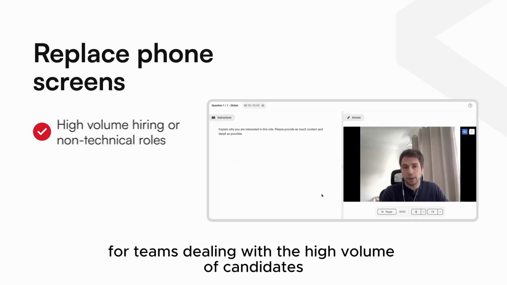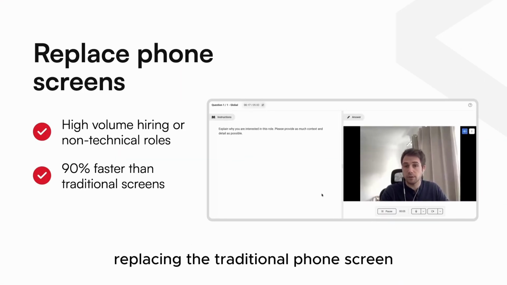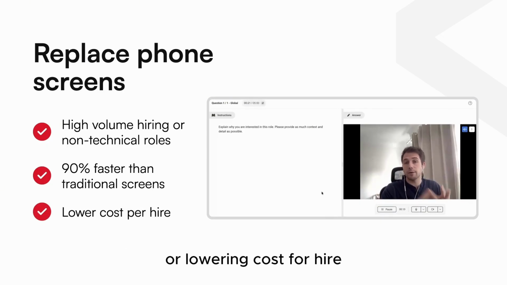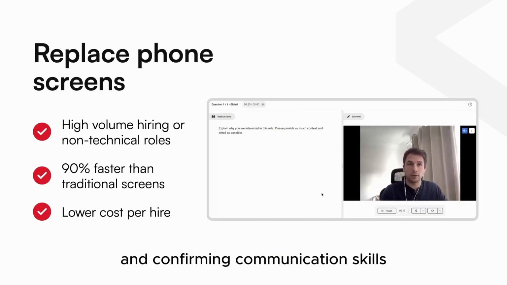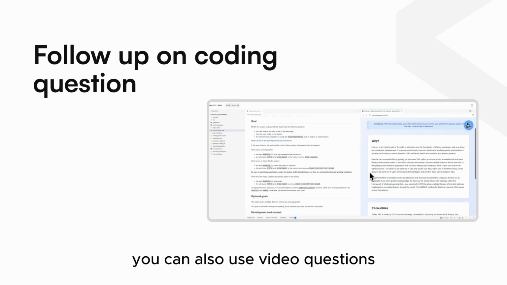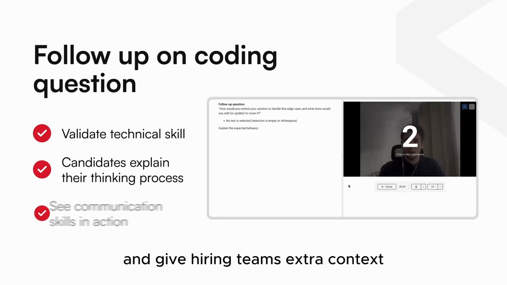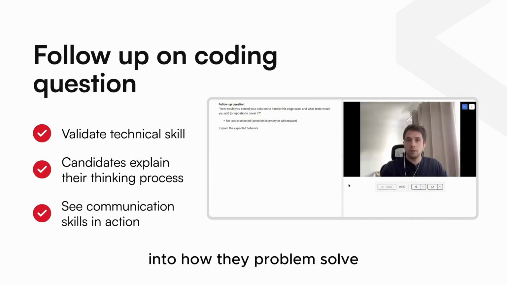For teams dealing with a high volume of candidates, replacing the traditional phone screen can dramatically reduce the time spent on screening while lowering cost per hire and confirming communication skills. You can also use video questions to follow up on a coding project, where candidates can explain their thinking process and give hiring teams extra context into how they problem solve.